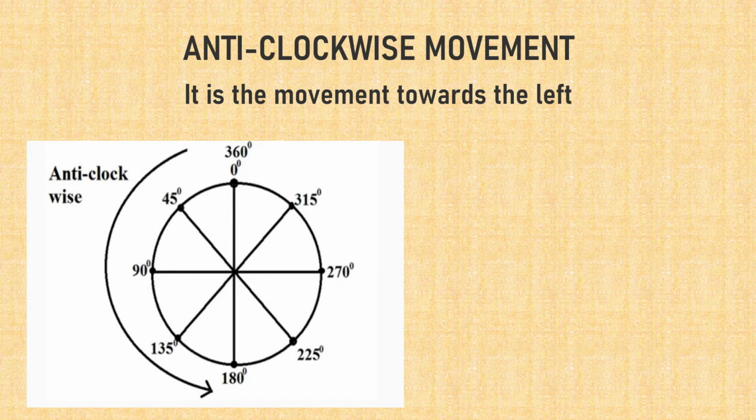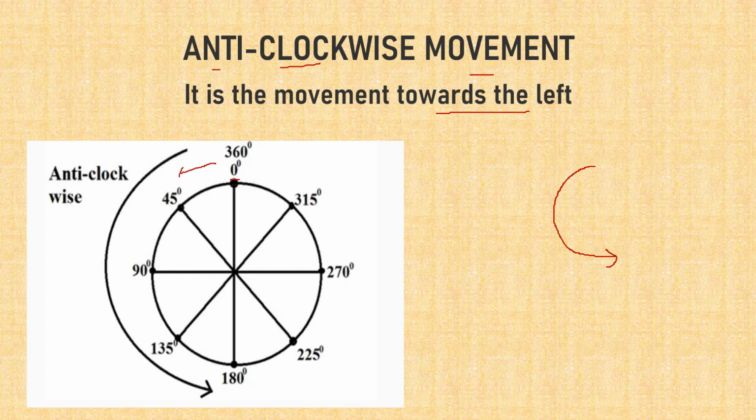Next is anti-clockwise movement. So what is meant by anti-clockwise movement? Movement towards the left, that is direction opposite to the direction in which the hands of a clock move. That means now we'll be going this way. So this is the anti-clockwise movement. So again, the angles will be added up by 45 degrees each, starting with 0.